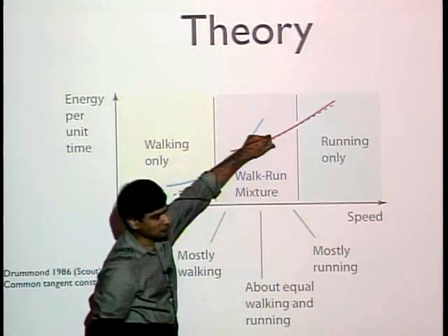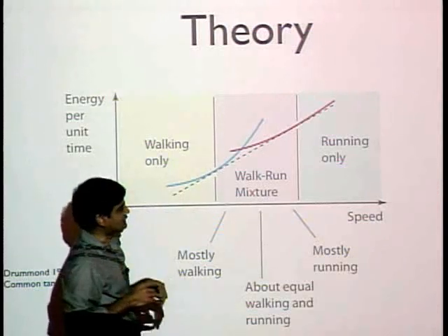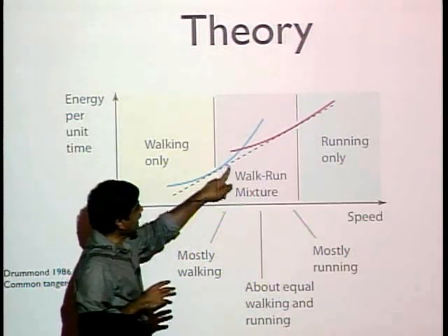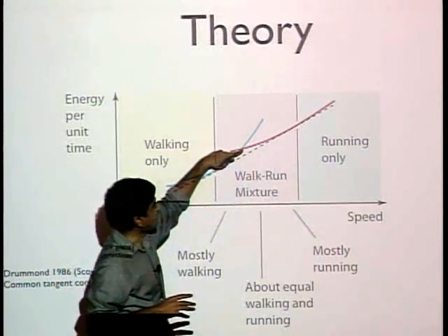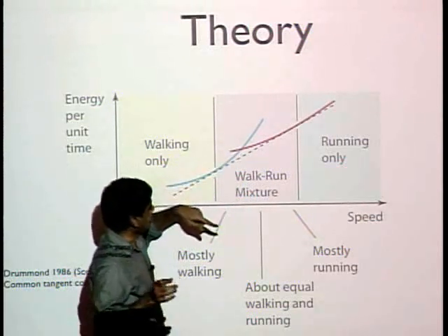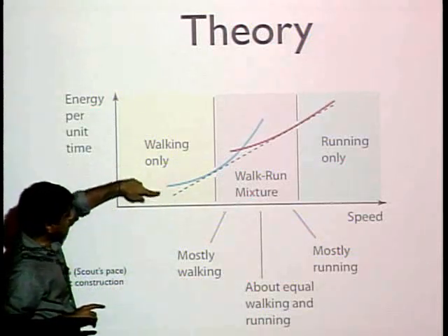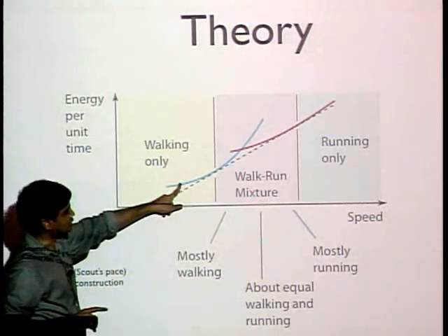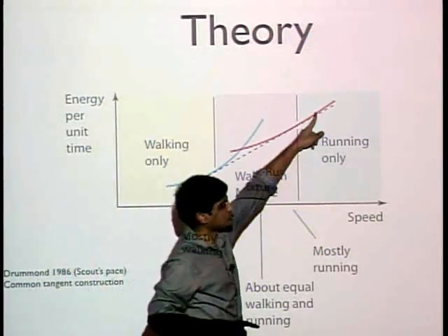The lower envelope of this curve is non-convex, which actually has the following implication. It means that by doing a mixture of walking and running, you can actually do better than doing either walking or running. Let me say that slightly differently. If you're at this average velocity, the best thing you can do is just walk. If you're at this average velocity, the best thing you can do is just run.